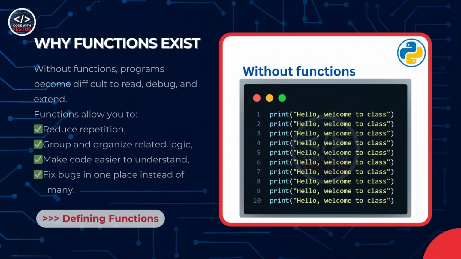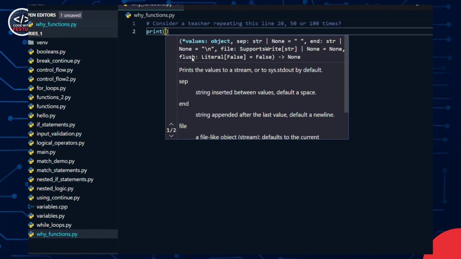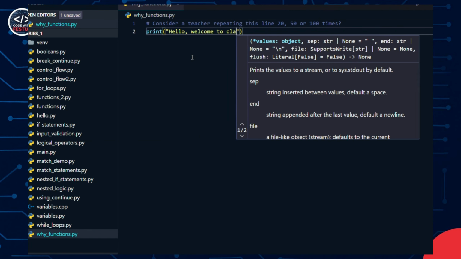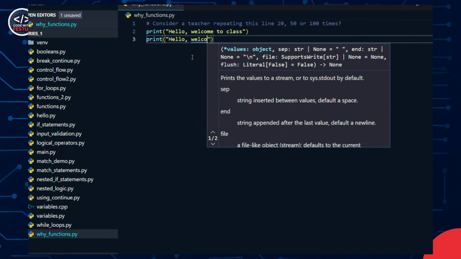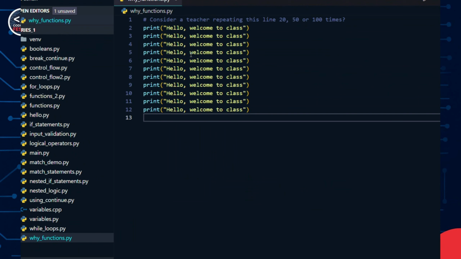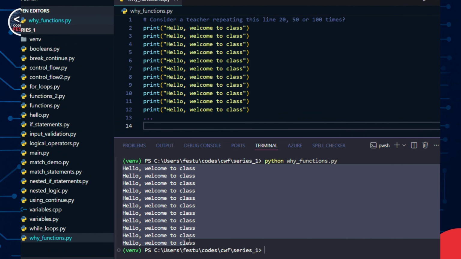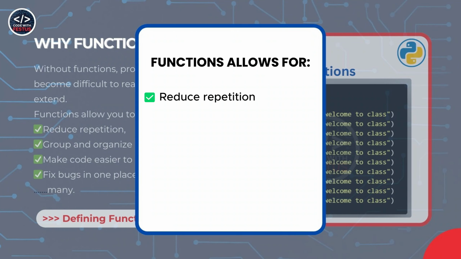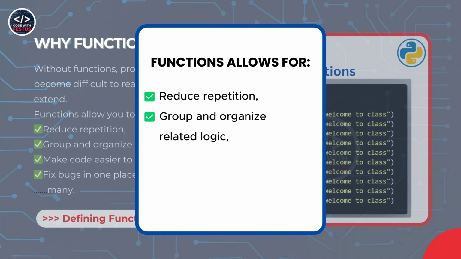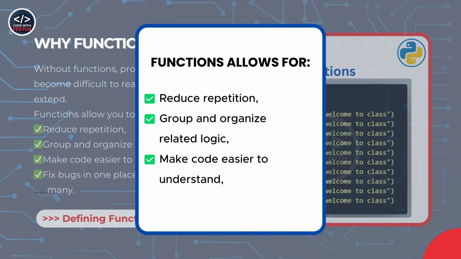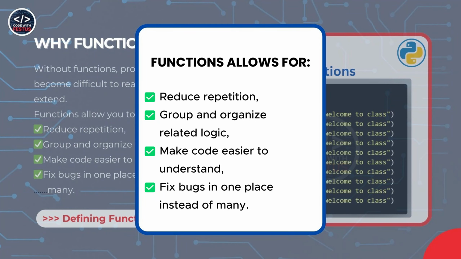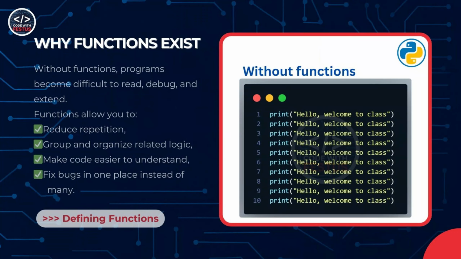Why do functions exist? Without functions, programs become difficult to read, debug, and understand. Consider the teacher repeating these lines 20 or 50 times. Print, "Hello, welcome to class." This works, but what if the greeting changes? Now the teacher must update it everywhere. Functions allow you to reduce repetition, group and organize related logic, make code easier to understand, and fix bugs in one place instead of many. Professional software relies heavily on functions because humans need structure as much as computers do.